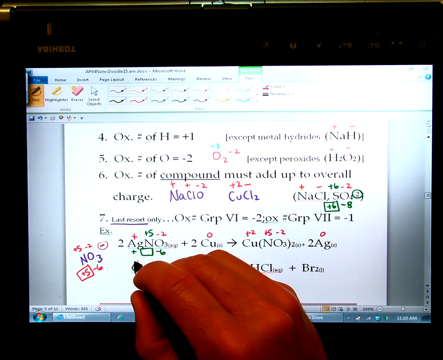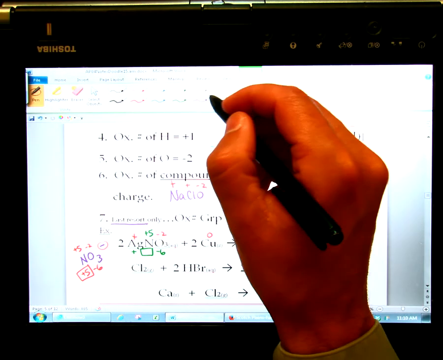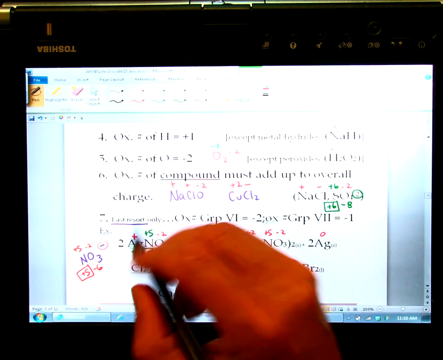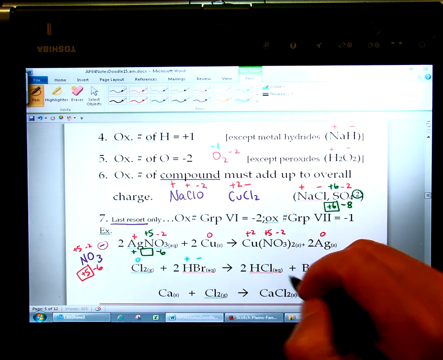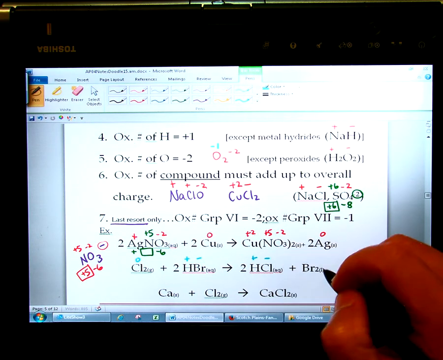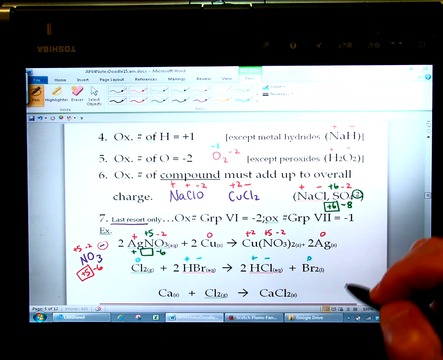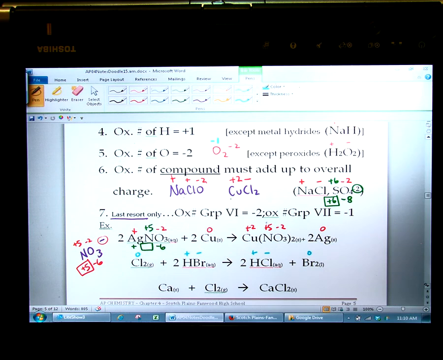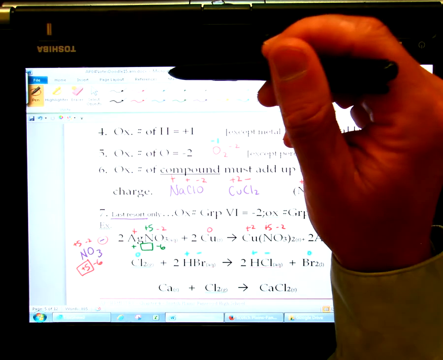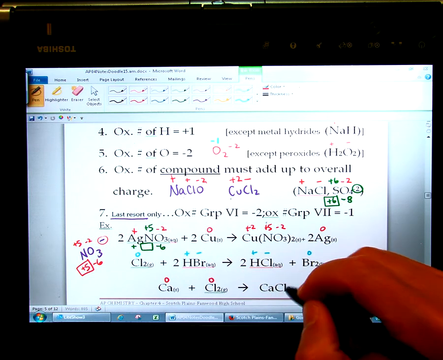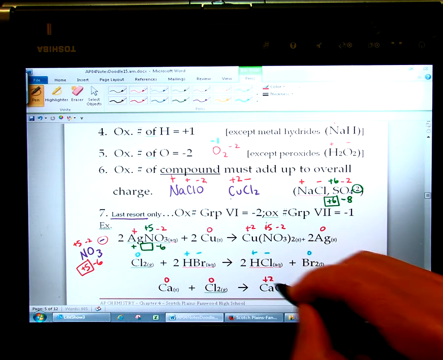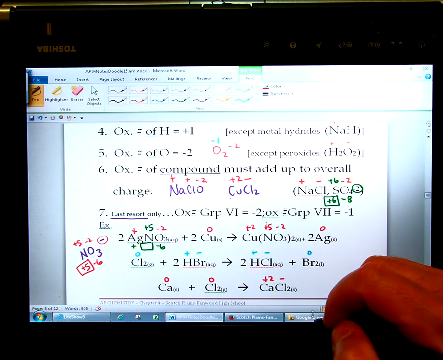Next line, chlorine is going to be an element by itself, so that's going to be 0. The H is +1, so the Br must be -1. Here H is +1, Cl must be -1, and an element by itself must be 0. Last line, we're going to see that the calcium is by itself, that's a 0. Chlorine is by itself, it's a 0. Here group 2 must be +2, so the chloride must be a -1.